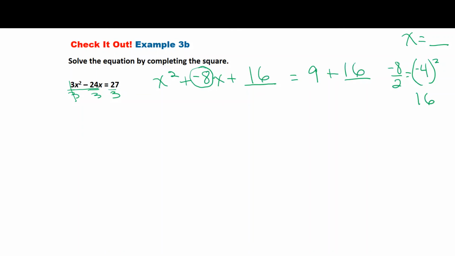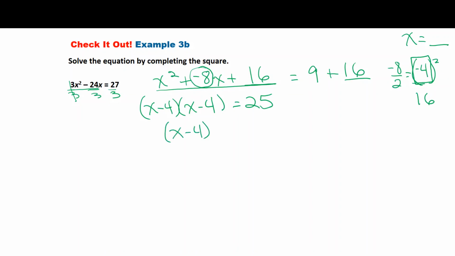All right, so now when I factor this, I'm looking for two numbers that multiply together to get 16 and add together to get negative 8, and I know it's going to be negative 4. So I'm going to say (x − 4)(x − 4) equals 9 plus 16, which is 25. Okay, so now I have (x − 4)² = 25.